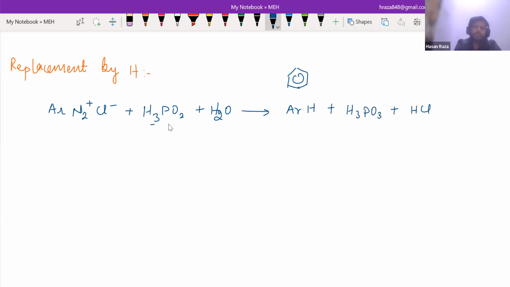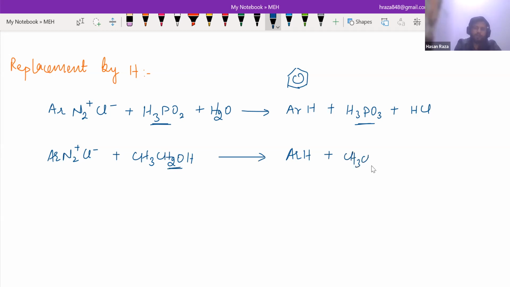So if this is a reducing agent, it will oxidize itself. You can see it oxidizes to H3PO3. And in this diazonium chloride, you can also use alcohol, which will also act as a mild reducing agent, and you will be getting ArH. And since it is a reducing agent, it will oxidize itself into aldehyde, and this is the product that you will get.